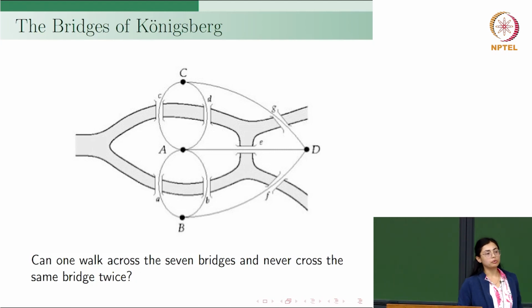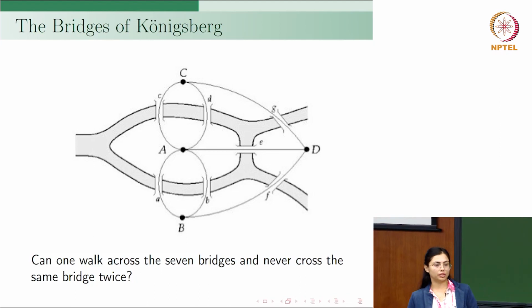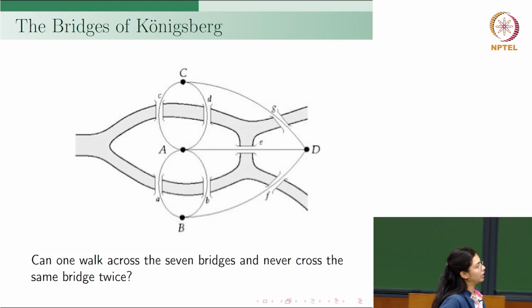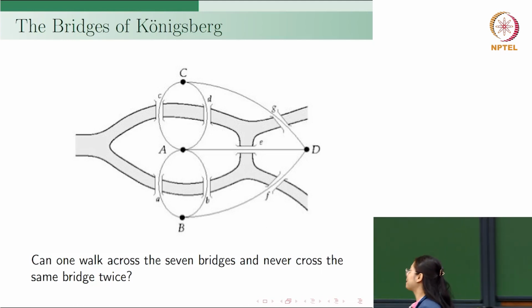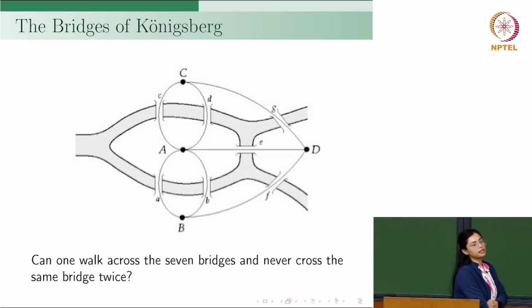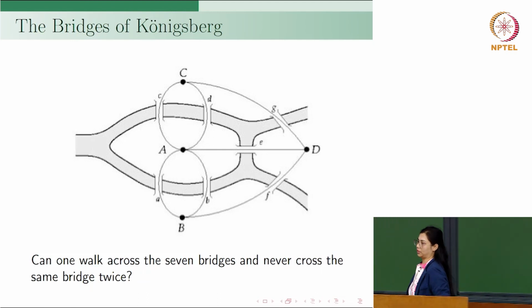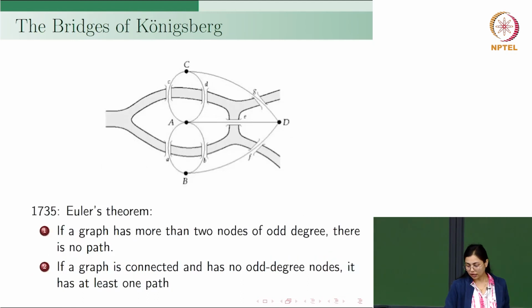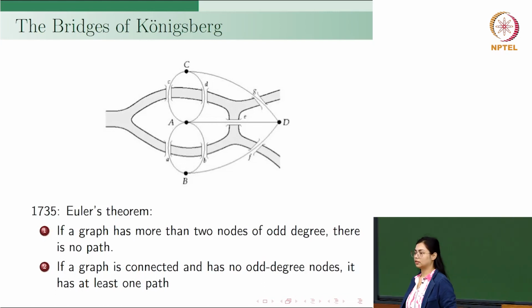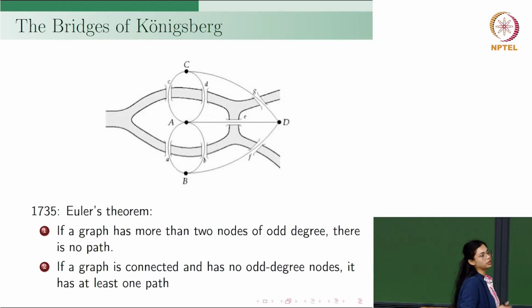Okay. So now the question was: can you walk through all this land? But what is the criteria? The restriction is that we have to cross all these bridges once. Then Euler solved this problem and he said that this kind of path does not exist. Then he introduced these two theorems. Later this kind of path is called an Eulerian path. We'll talk about it later.